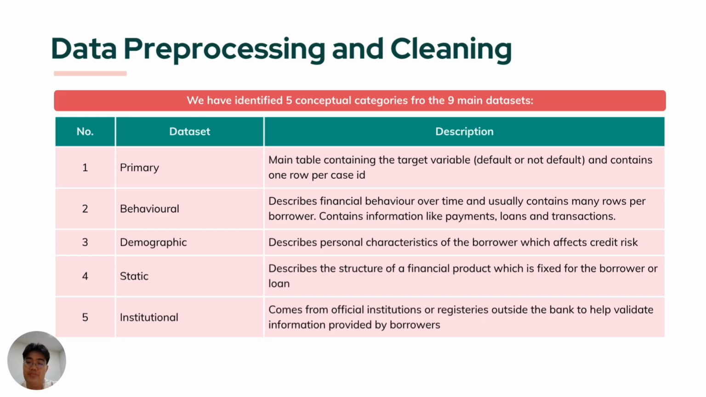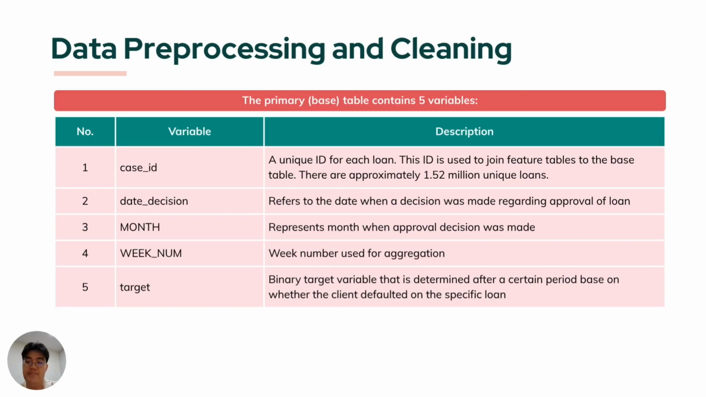So now moving on to data preprocessing and cleaning. What we're doing here is to prepare raw data for modeling, ensuring that it's structured and consistent. We first organized the data set into 5 categories, with each category capturing a different aspect of the applicant. This is so that we can handle the data more effectively for preprocessing and feature engineering in later steps.